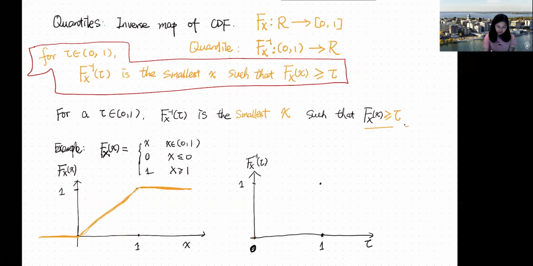And therefore we can draw on this right-hand side. Suppose this is tau, and for any tau on the 0, 1 open interval, we find the quantile equals tau. So that's the 45-degree line on the 0 to 1 open interval. And that's enough because we only define the quantile function on the open 0 to 1 interval. So that is the quantile function of this distribution.